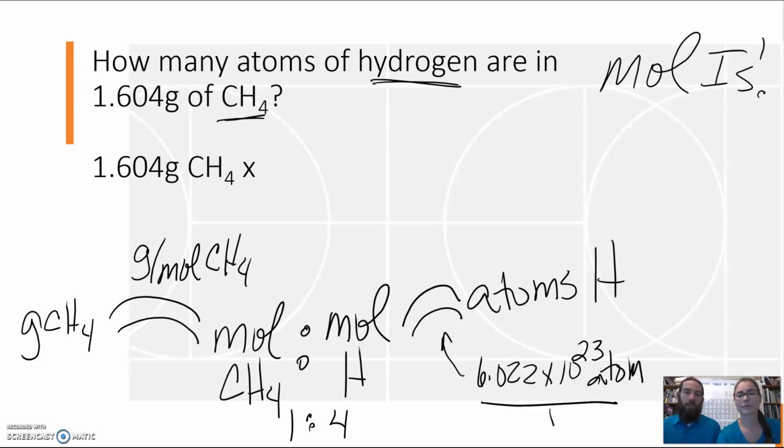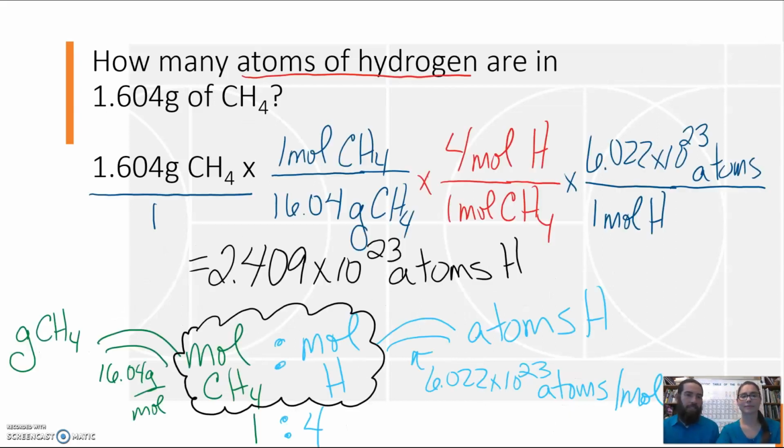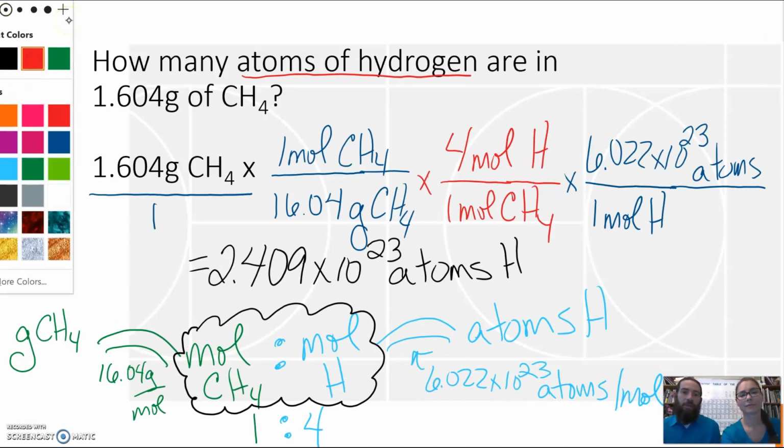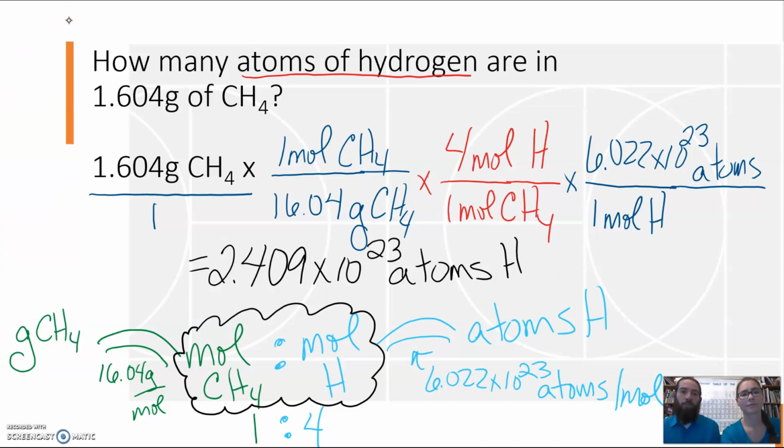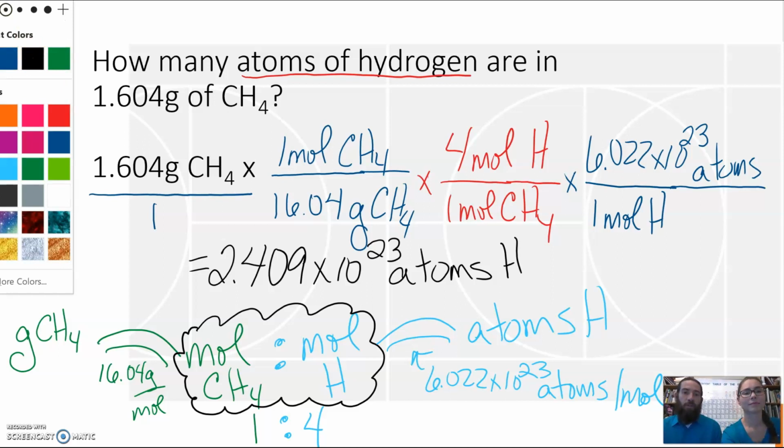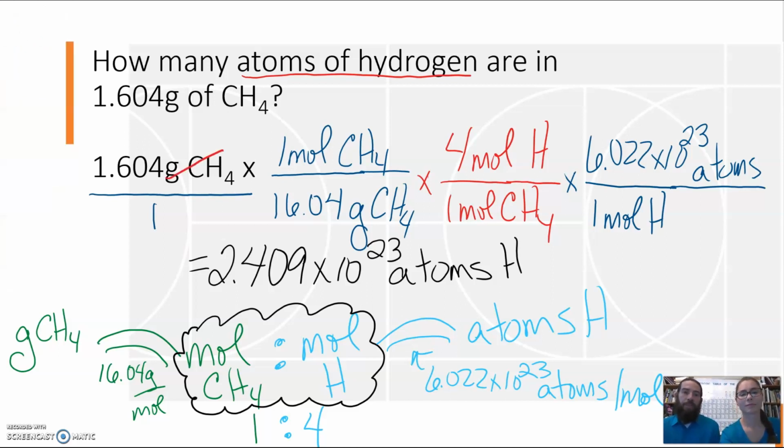So I'm going to start with my 1.604 grams of CH4. I would put it over 1, and then I'd immediately write grams in the denominator of my first fraction. And so this is my molar mass of CH4, the 16.04. So I've converted to moles of CH4 in the first step. In the second step, I'm on Mole Island, and I'm going from moles of CH4 to moles of hydrogen. And that's a 4-to-1 ratio. There's 4 hydrogens in every 1 CH4. So now I have my moles of hydrogen. I'm going to use Avogadro's number to go to atoms from moles.